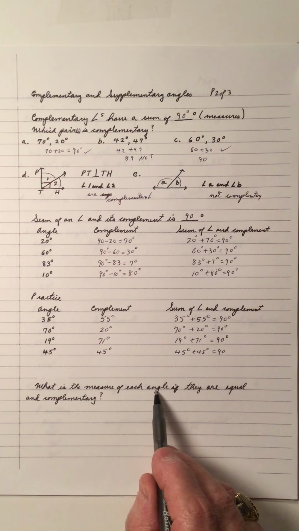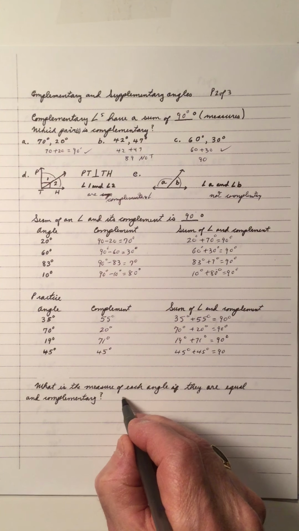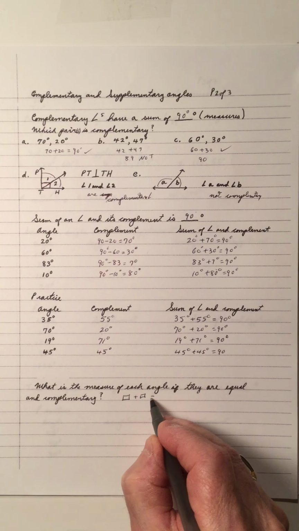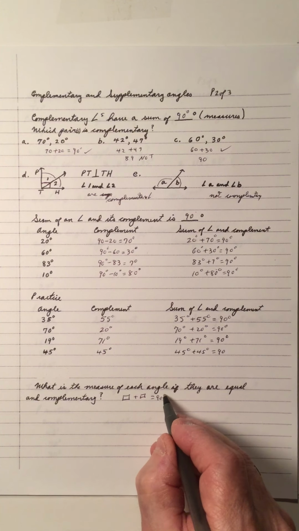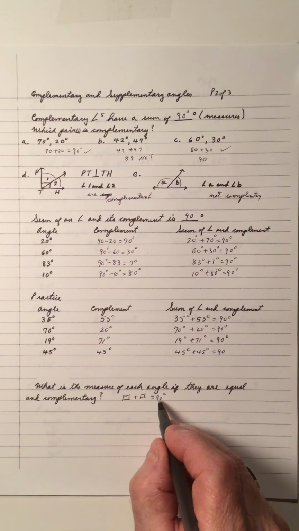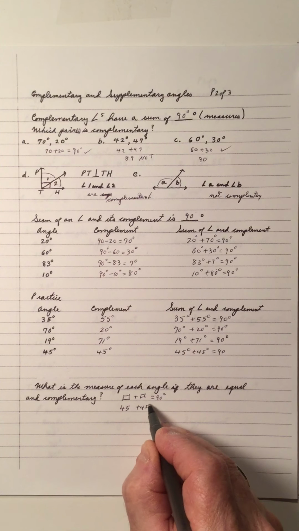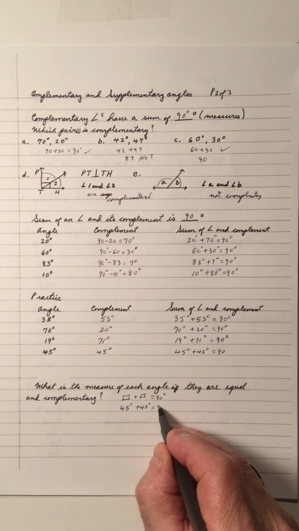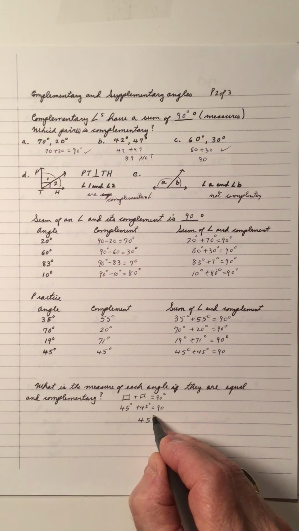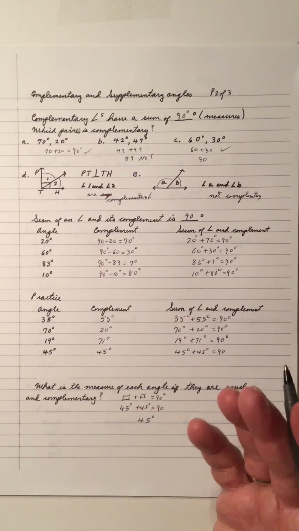What is the measure of each angle if they're equal and complementary? If these two angles add up to 90 and they're equal to each other, that means you must be taking half of 90. So half of 90 is 45 and 45. So the measure of each angle that's equal to the other and adds up to 90 is 45. You do that by taking half of 90.